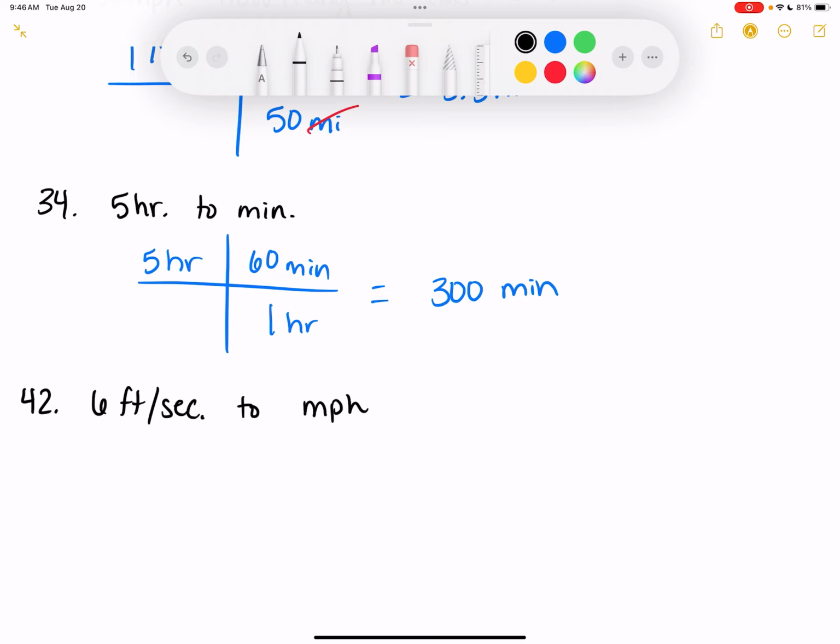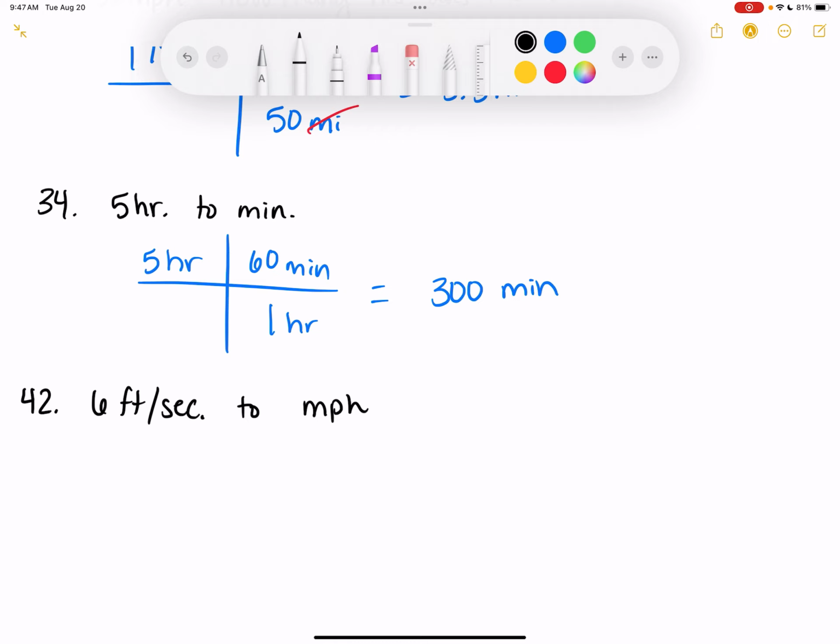How many feet are in a mile? It's like 5,000 something. Why don't we convert it to hours first? Yeah, that's what I was going to say.